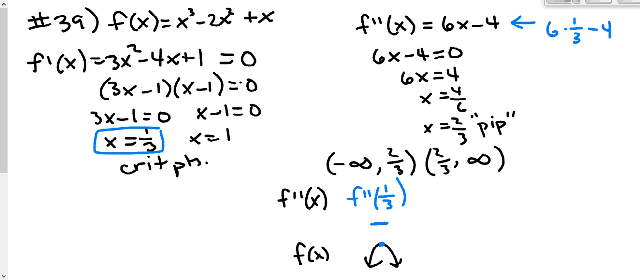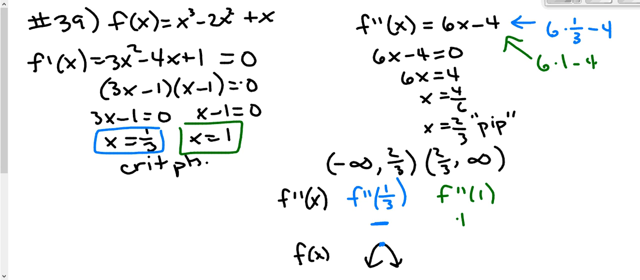And now we'll do it again for something in between 2/3 and infinity. Let's use 1, because we needed to know if 1 was a max or a min anyway. So let's plug it into our second derivative, 6 times 1 minus 4, and that's going to be positive. So that tells us that f of x is concave up, and it also tells us that we have a minimum. Okay, so since there's a change in concavity, we do have an inflection point. So x equals 2/3 is where the inflection point is.